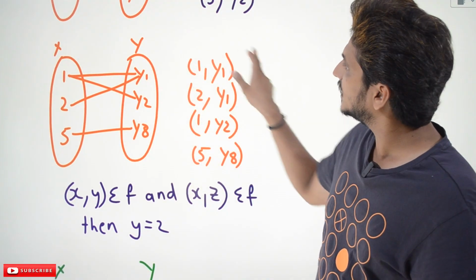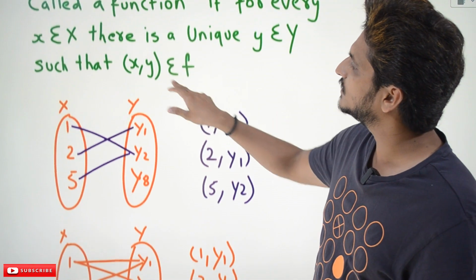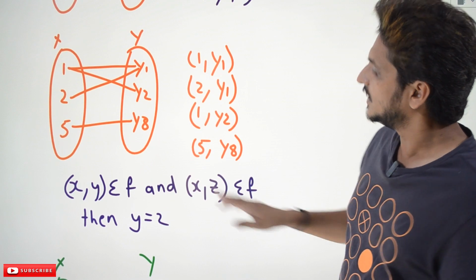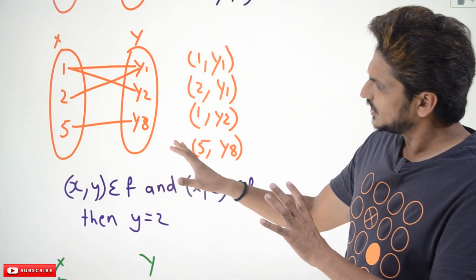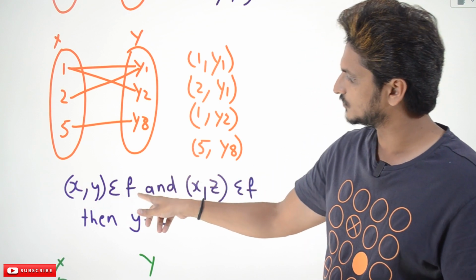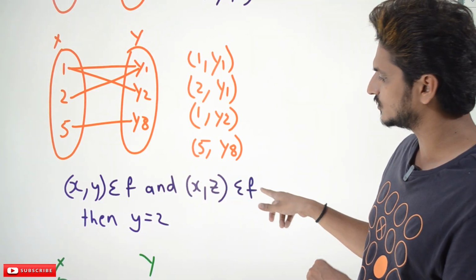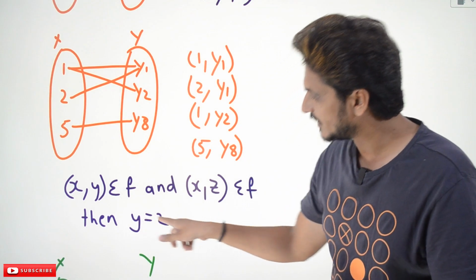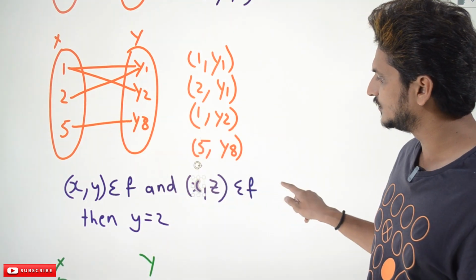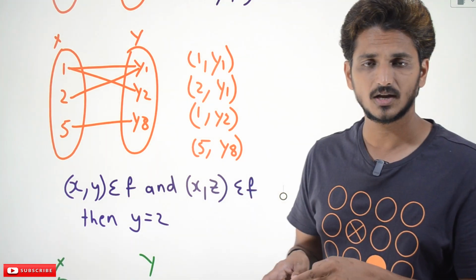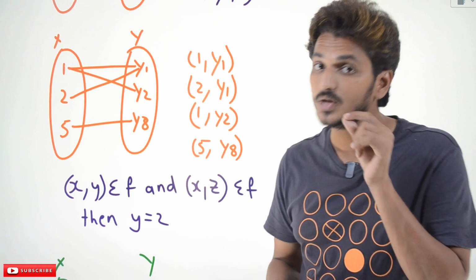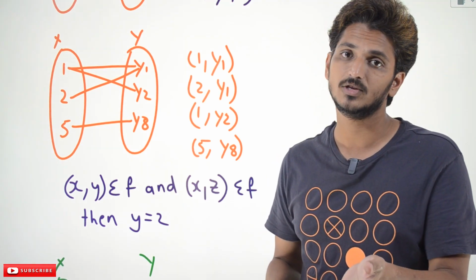Mathematically, uniqueness can be shown as: for every x belongs to X, there is a unique y belongs to Y. This can be shown as, if you take the ordered pairs that belong to this function, (x, y) belongs to the function and (x, z) belongs to the function, then definitely y is equal to z. If these two belong to the function, then y is equal to z. Then only it is having unique mapping. Otherwise, it is not having unique mapping.